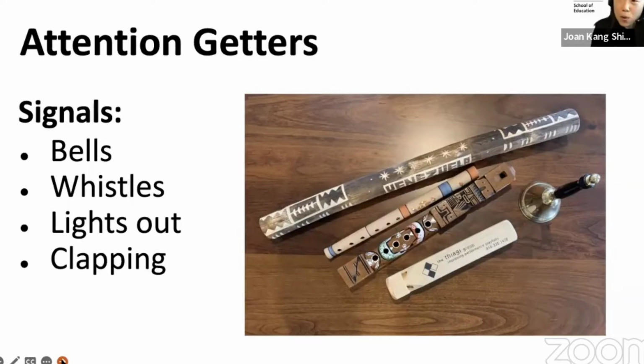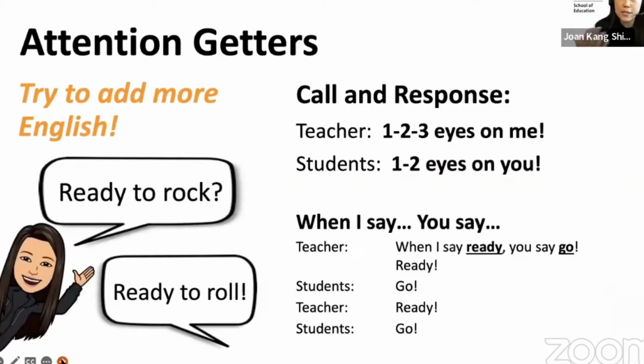But I also want to encourage you to use attention getters that also help practice more English in the classroom, because that's what your students are there for. So a very commonly used call and response. So if you want to get their attention, right, teachers might say, 1, 2, 3, eyes on me. And then students respond, 1, 2, eyes on you, and then have to look at the teacher. Okay, so that's a good attention getter routine.